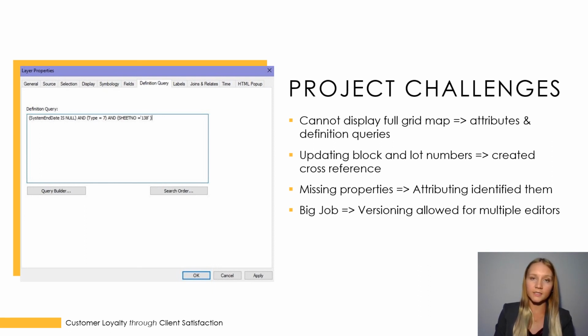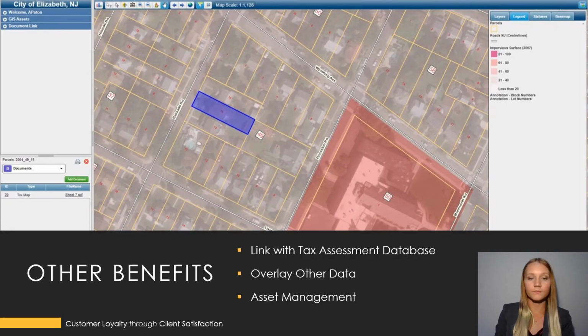This was a big project, and there was a lot of work that needed to be done on a tight timeline. We used versioning to allow for multiple editors to speed up this process. Some other benefits to using GIS for tax maps is that you can then use that GIS data that we created in other ways. You can use joins to link the parcel data to the tax assessment database, which contains owner information, property information, and other tax information.